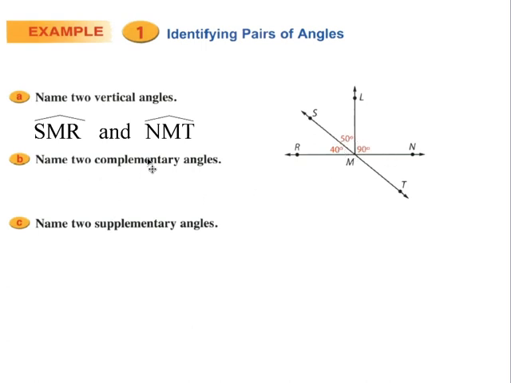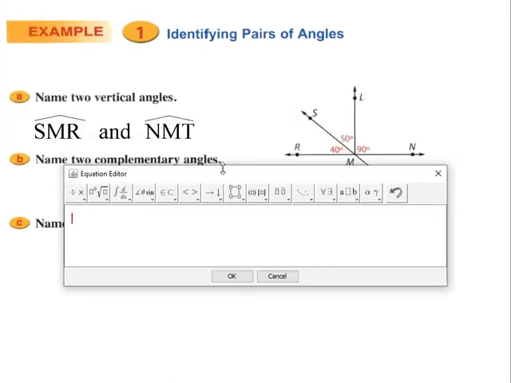Name two complementary angles. What were the complementary angles? The total must be 90 degrees. As you see here, SMR 40, SML 50. So 40 plus 50 makes 90. Then let's add here another mathematical equation. So what are my angles here?